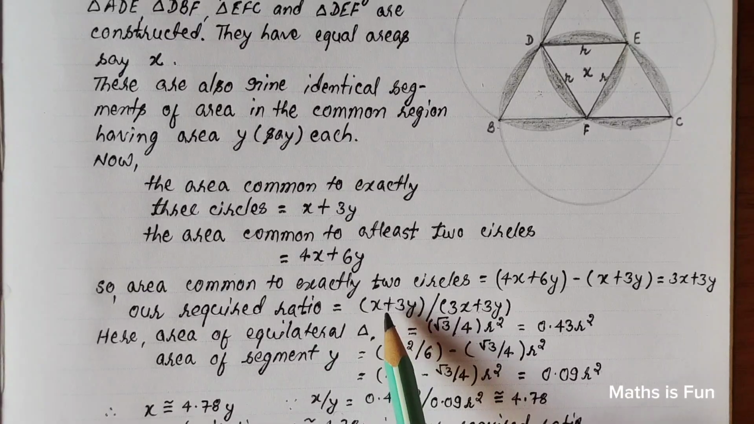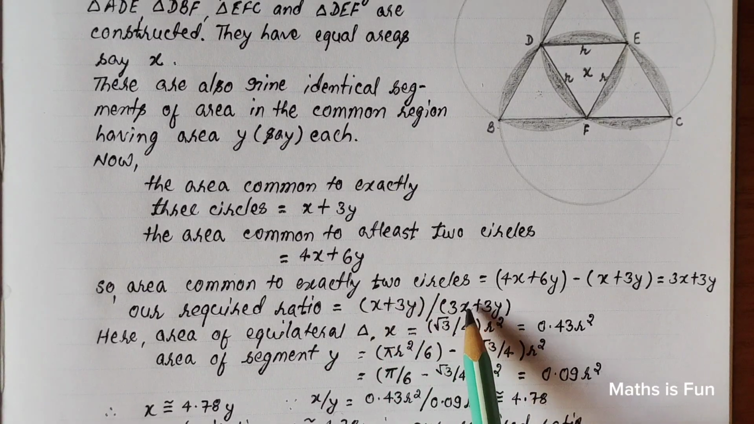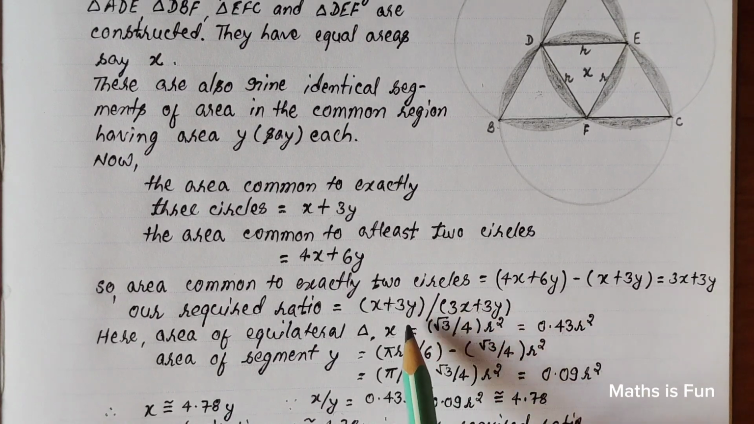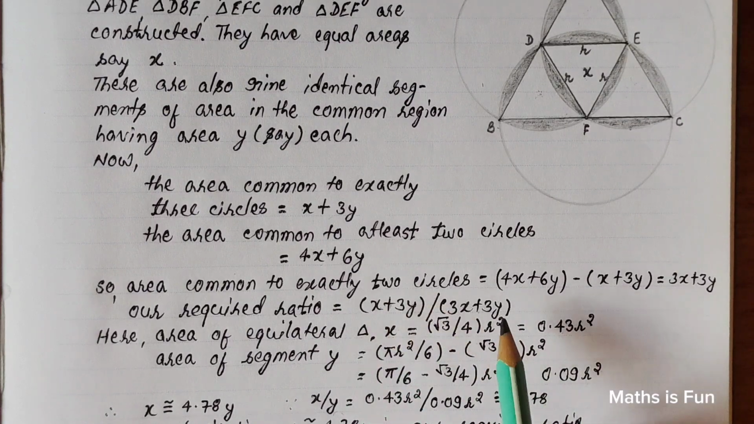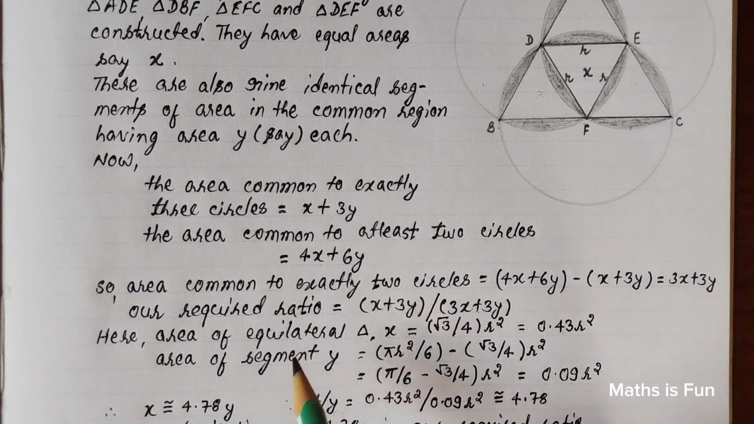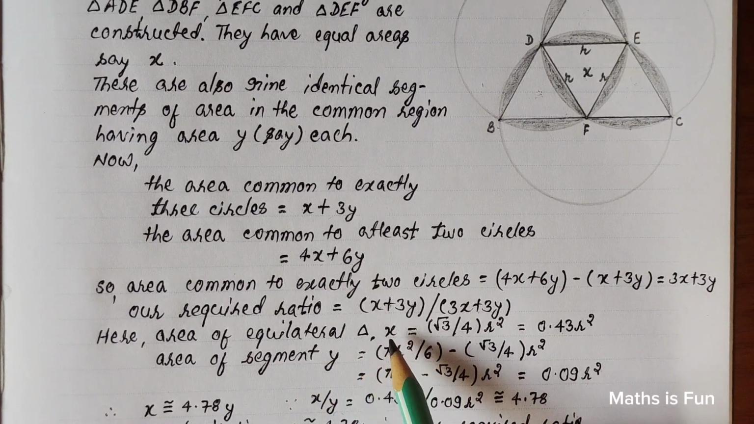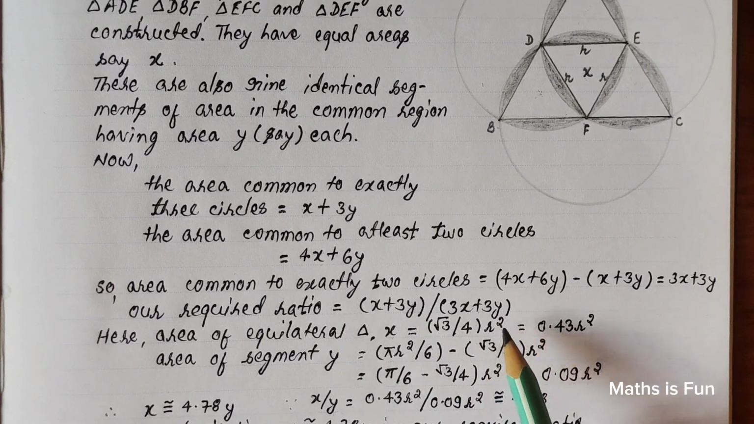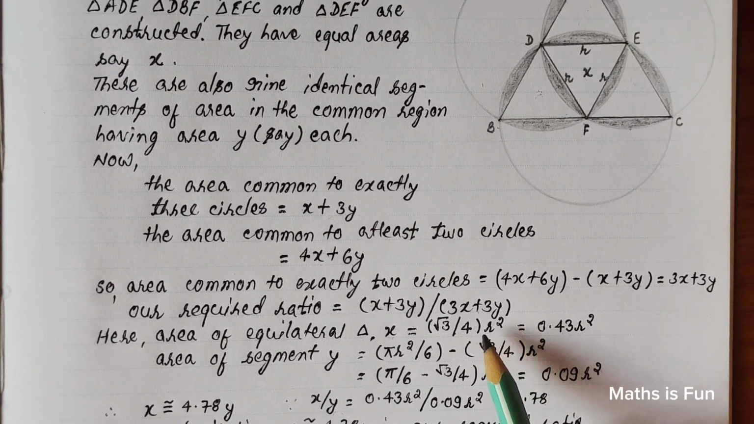But our required ratio is in expression form, so we need to simplify it further. So to simplify it further, we need to find out the relationship between x and y. So in order to do that, we need to first find out the area of equilateral triangle, that is, we need to find out the value of x. So the area of equilateral triangle formula will be root 3 over 4 times a square, where a is the side of the equilateral triangle.